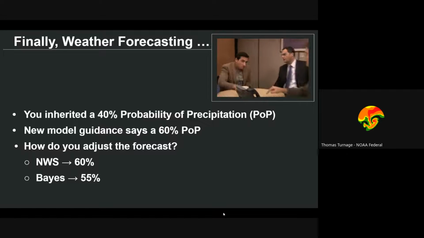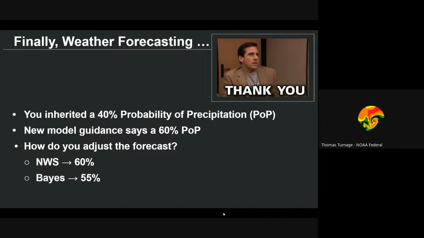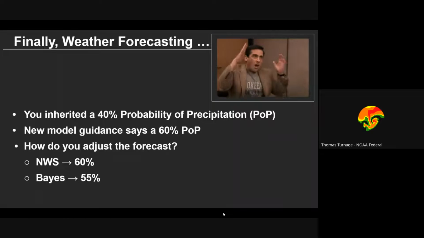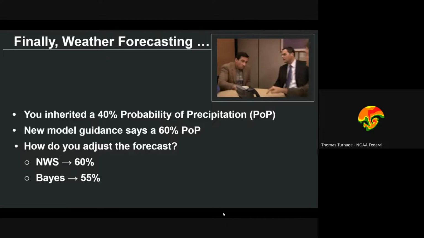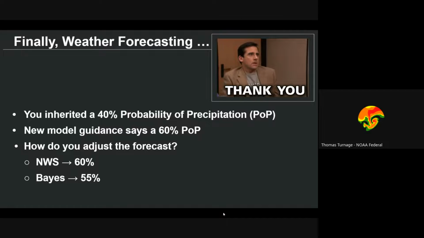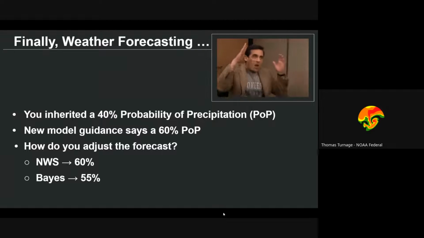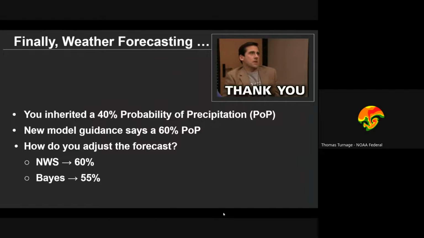So the scenario is this. You've inherited a 40% probability of precipitation, or POP. You've got new model guidance coming in that gives you a 60% POP. And so how do you adjust the forecast? In the Weather Service, we're basically taking the latest forecast, right? The latest is the greatest, so we're going to 60%. If you run the numbers with Bayes' theorem, you're actually going to get something closer to 55%.